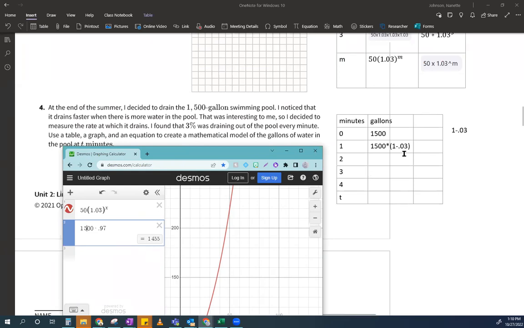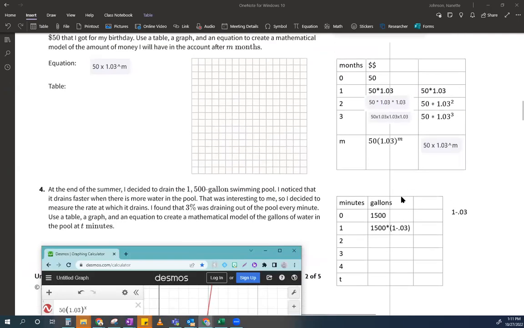Okay, so where did we get 0.97 from again? Where did we get it from? Okay, so question: why did we add here with the money, and why did we subtract here with the pool? Well, I don't understand.